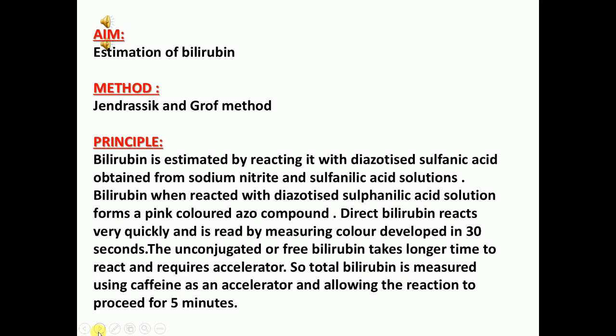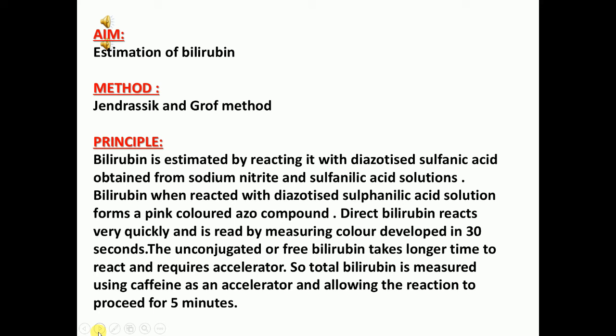Here the direct bilirubin reacts very quickly and is read by measuring color developed in 30 seconds. There it used to take 1 minute. Here it takes 30 seconds. The unconjugated or free bilirubin takes longer time to react and requires accelerator. So total bilirubin is measured using caffeine as accelerator. In Malloy and Evelyn method we used methanol as accelerator. In this we use caffeine as accelerator and allow the reaction to proceed for 5 minutes. There it used to take 30 minutes.